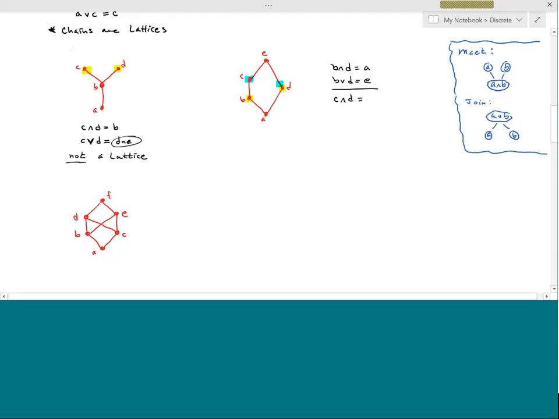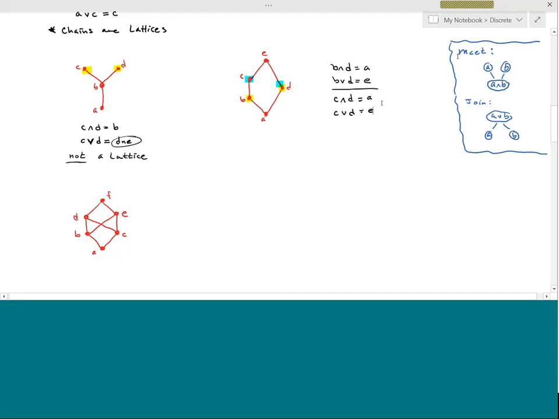Anybody have a guess at the meet of C and D? Remember, meet is the greatest lower bound, so you're looking down. Yep, this one you have to go all the way down to A. D goes down directly to A, but for C you have to travel down a couple more vertices. Now, anybody have a guess on what the join of C and D is? It would be E, perfect. And these are the only two pairs of elements in this particular poset that are not comparable. In other words, they don't form a little baby chain.